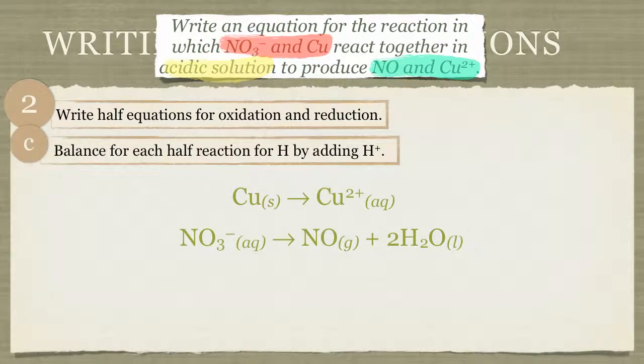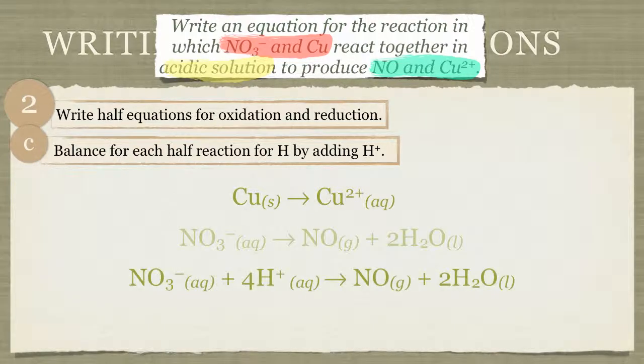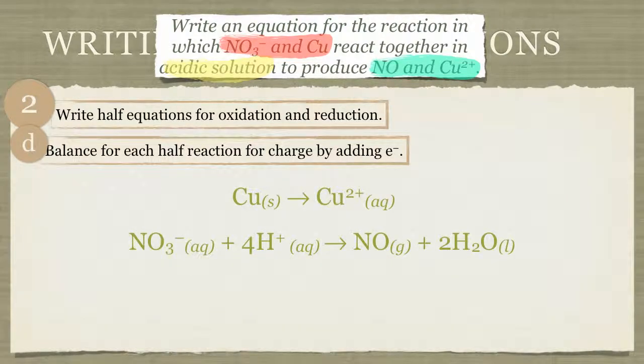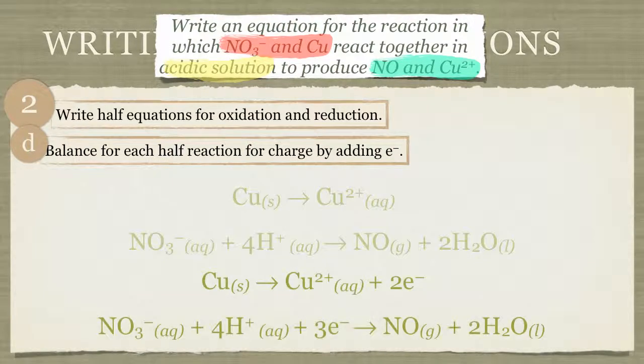Step 2c. Now we need to balance for the hydrogen. And now, again, because this is occurring in an acidic solution, we have plenty of hydrogen ions available to us. So here we've added 4 hydrogen ions to the left side of the second half reaction. We have 4 hydrogens on the left and 4 hydrogen atoms on the right. Step 2d. Now we need to balance for charge, and now we just add electrons.